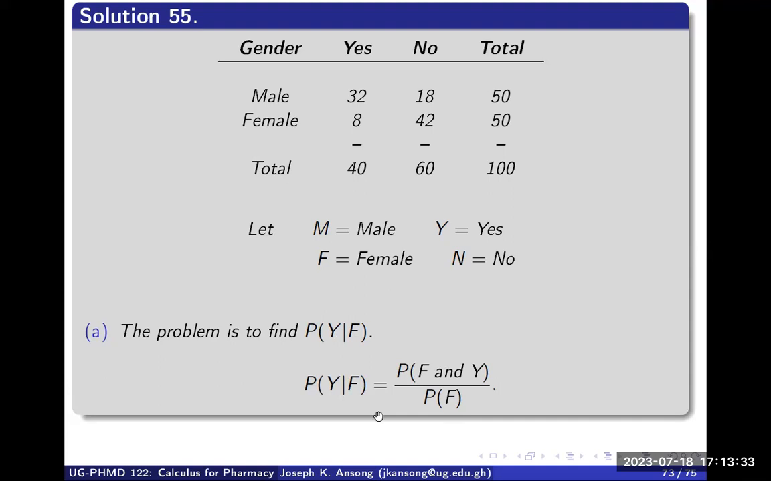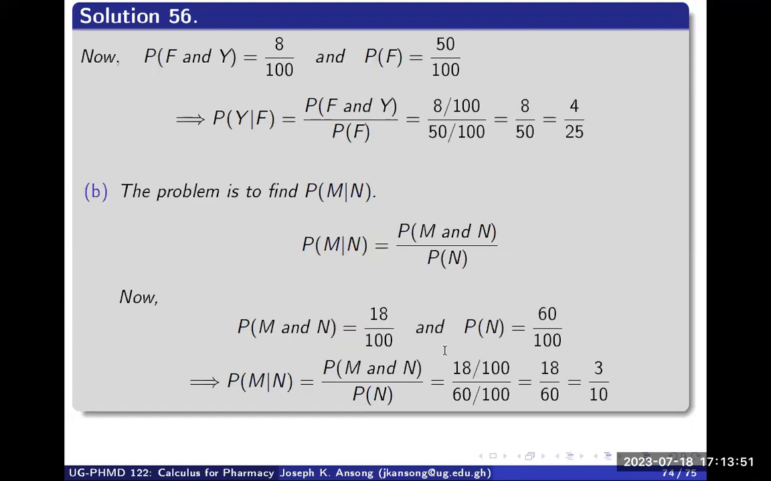How many females said yes? There were 8, so the top will be 8. The total number of females was 50, so you divide by 50. So 8 out of 50 will give us this probability. Or 8 out of 100 over 50 out of 100, that's 8 out of 50, or 4/25.